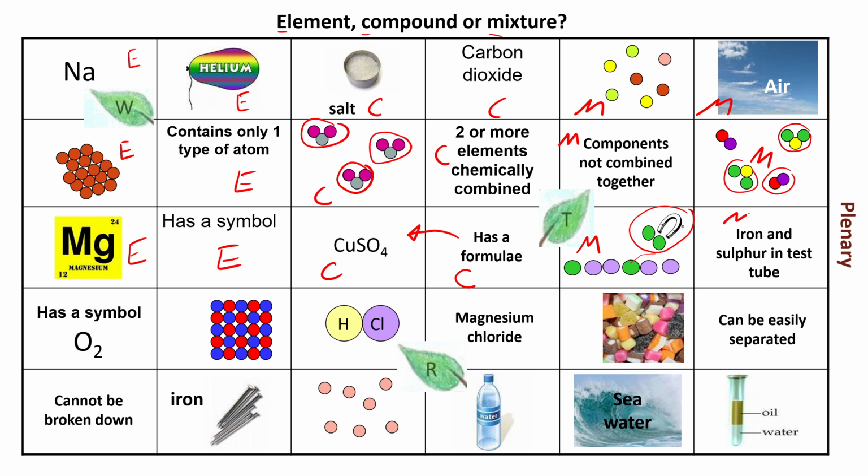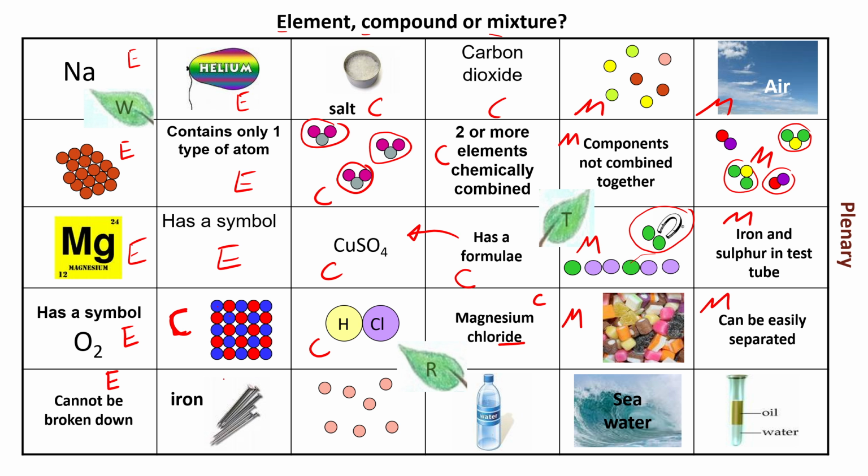Iron and sulfur in a test tube is a mixture. This is an element. This is a compound. That's a compound. You see, you've got two different types of atom, but they're all joined together. Again, here's a compound. Magnesium chloride is a compound. That's the giveaway. This is a mixture of sweets. Can be easily separated. Again, mixture. Cannot be broken down. That is an element.